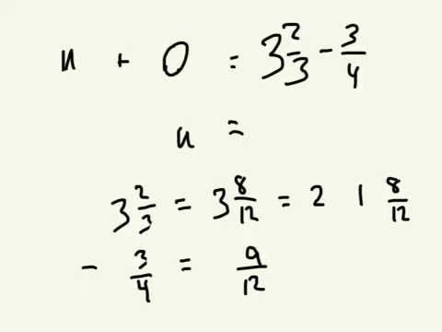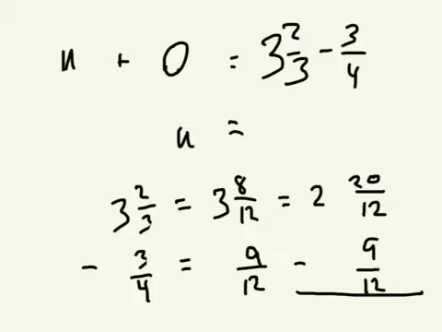So what I'm going to do is change this 1 into another fraction. Well, what fraction is that going to be? That fraction is just going to be 12 over 12. So I can add it here. 12 over 12 plus 8 over 12 is 20 over 12. So now that becomes 2 and 20 over 12. And then I can subtract the 9 over 12 that I had.